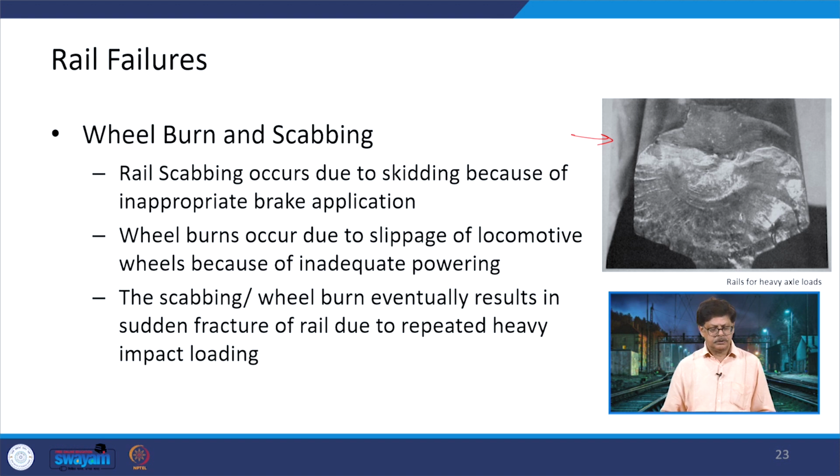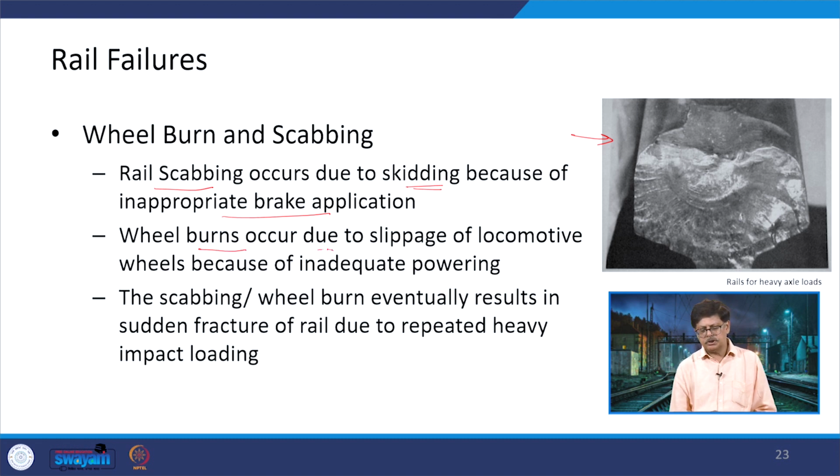The other thing is rail scabbing. This occurs due to skidding because of inappropriate brake application. You have applied the brakes, the train should have stopped, but it has not stopped, it has moved a bit farther, and that is where skidding comes into the picture. Slipping could occur if the wheel has been moving more. Because of this skidding, when the brakes are not applied with the complete force required to stop the train or reduce its speed, rail scabbing is one type of failure which may occur.